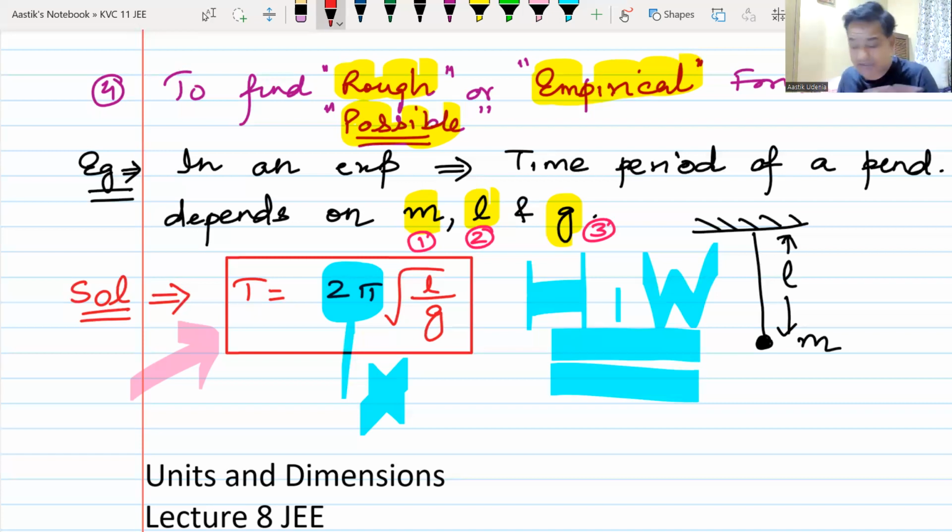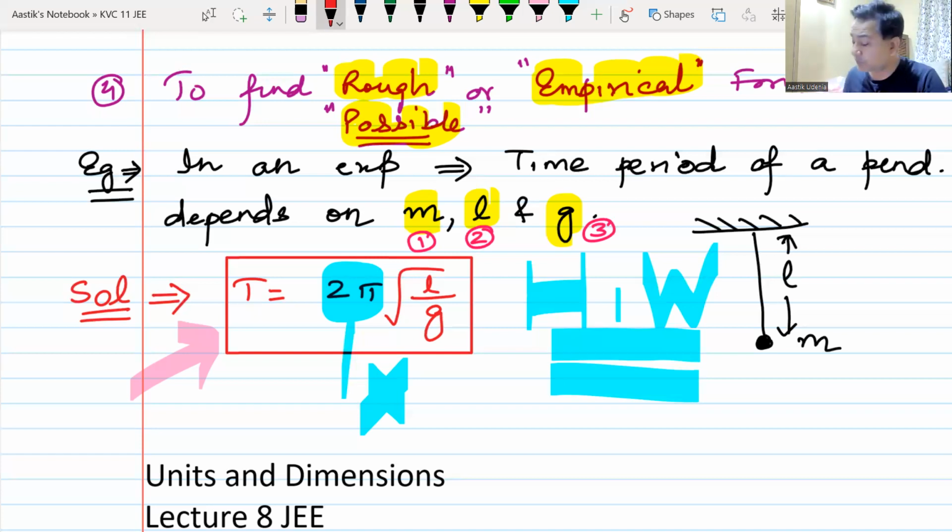So what do I do? I start like this. Time period of a pendulum T, I write it as equal to K. Now remember, this K is a number, and I cannot find out the value of this number using dimensional analysis. So I will not be able to find out the value of this K. But apart from this value of K, I would be able to find out the rest of the terms.